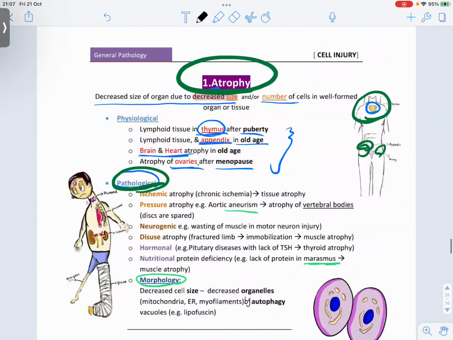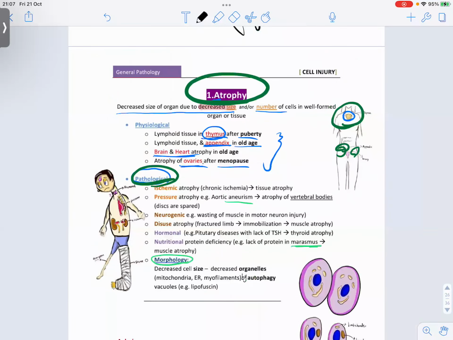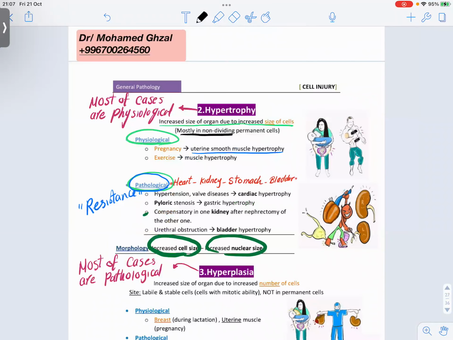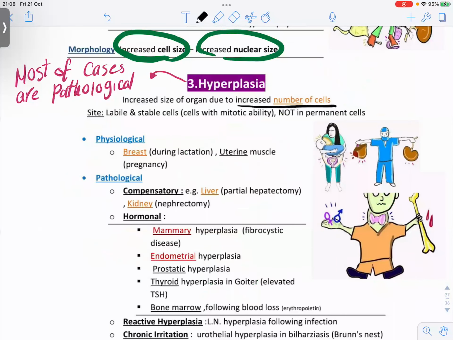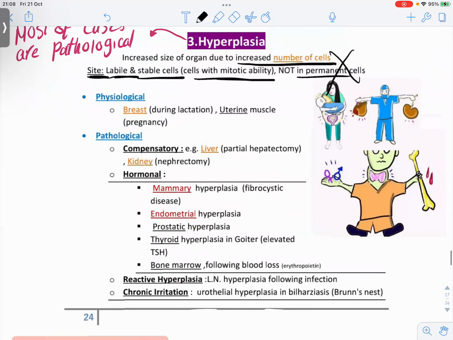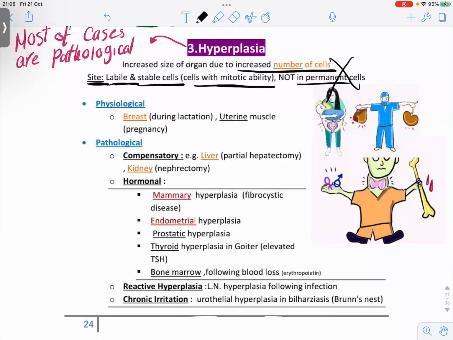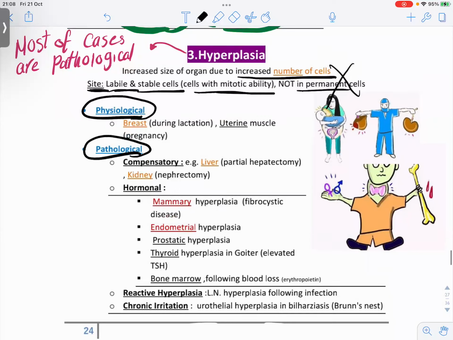So hypertrophy occurs mostly in non-dividing permanent cells. But hyperplasia is an increase in the number of cells, so it occurs in labile and stable cells, cells which have the ability of division, not in permanent cells. Hyperplasia also has physiological and pathological types, but here pathological is more common.